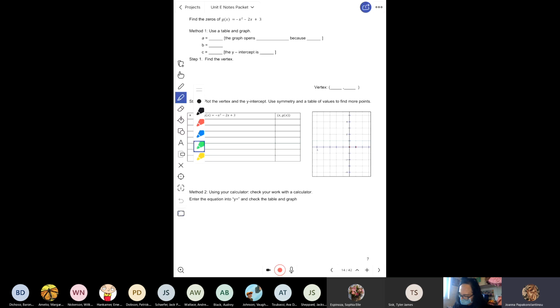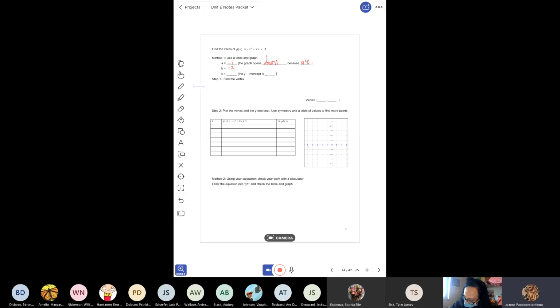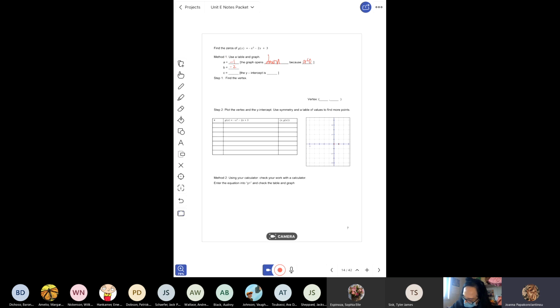Okay, so again, I like to identify A. A is -1. The graph opens down. How do we know? Beautiful. What is B? What is C? 3. And so the y-intercept is 0, 3.